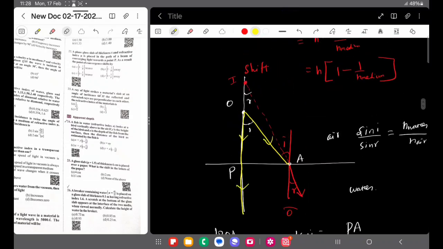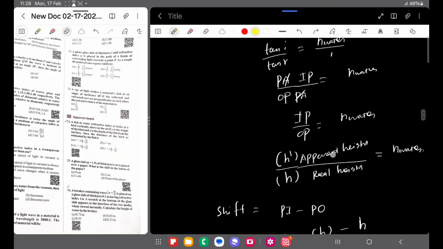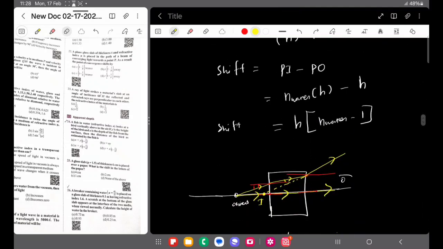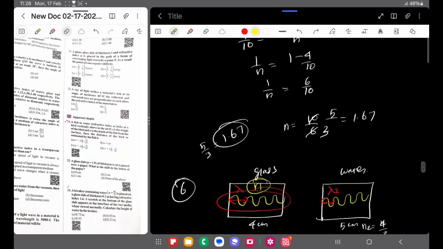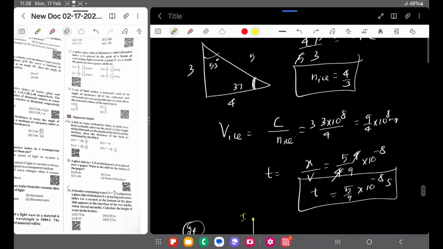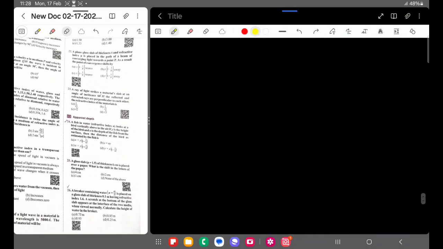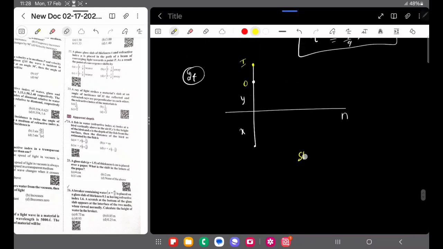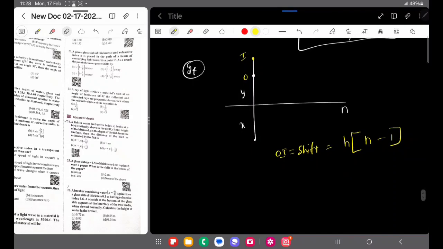Yeah, in that case, shift equals h into n water minus 1. So shift is nothing but OI, right? So the OI value is equal to this much.